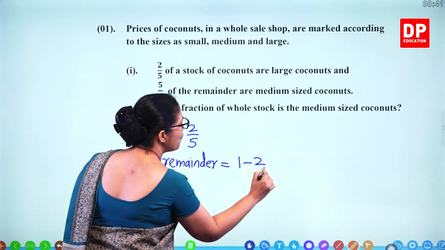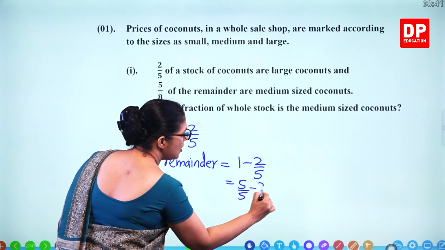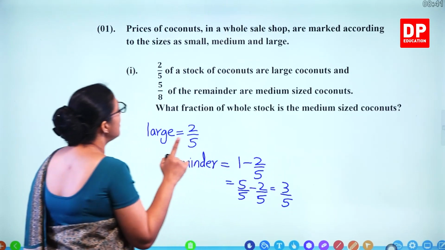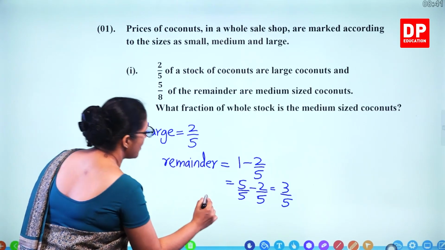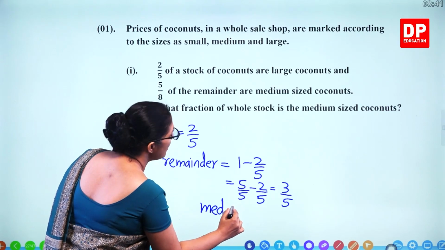1 minus 2/5. So you get 5/5, you can write as 1, minus 2/5. That's 3/5. 5/8 of the remainder are medium-sized ones. So what's the fraction for medium-sized ones?